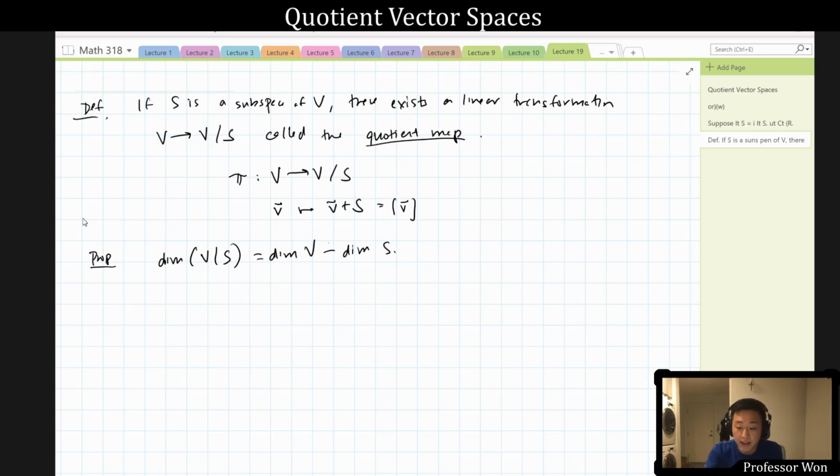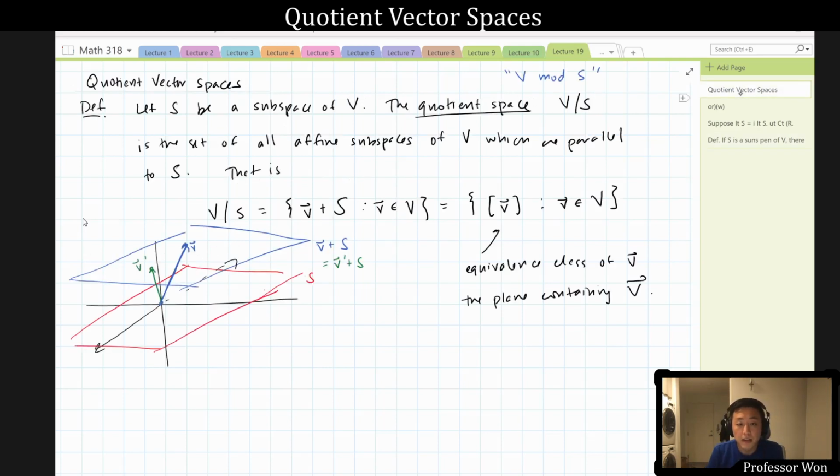Okay, think about that in terms of this picture. Here the vector space V is R3, and the subspace S is two-dimensional. So if you mod out by a two-dimensional thing, what we're doing is we're breaking up R3 into a bunch of planes parallel to the origin, parallel to S. And so what you're getting is a one-dimensional space because they're all parameterized by their height above the xy plane.